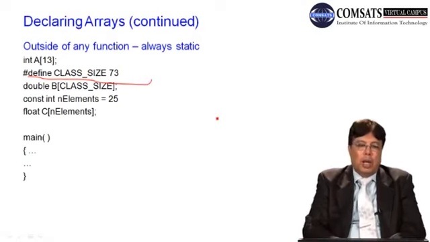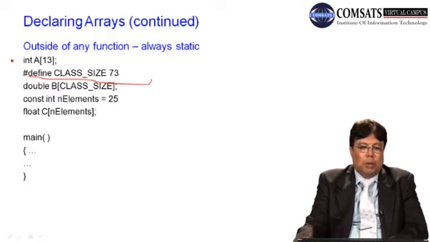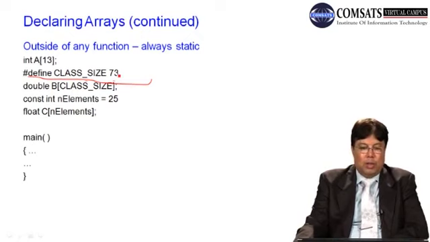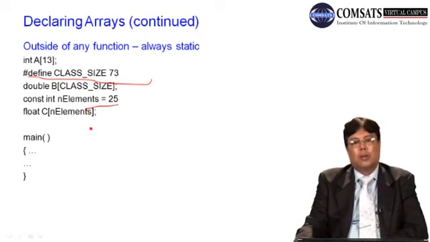Okay, we can also combine the concept that we have learned today or in the previous lecture, which is the macros. So we can use the class size with the help of this define directive, and we can then use this class size in defining the array. Double B class size, so this 73 will be replaced. Why? Because this macro template will be expanded, or this 73 will be replaced here if we get this value. Const int n elements. Okay, this is a static value because we have used const term. So this value n elements remains 25, and you will not be able to change that.